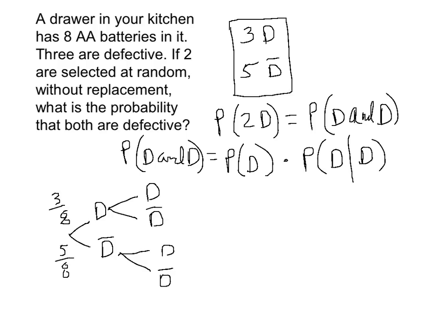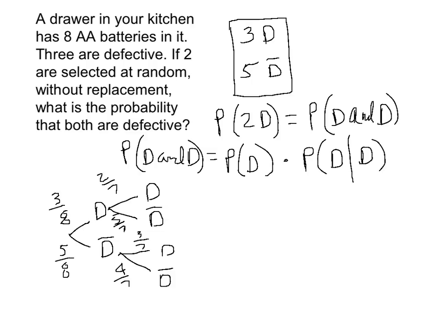If we got a defective on the first draw, the probability that we would get a defective on the second draw would be 2 out of 7. If we got a defective on the first draw, the probability that we would get one that is not defective on the second draw would be 5 out of 7. The probability that we would get a defective, given we hadn't gotten a defective on the first draw, would be 3 out of 7. And the probability that we would get one that is not defective, given that we got one that was not defective on the first draw, would be 4 out of 7.